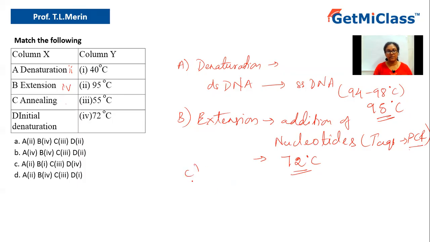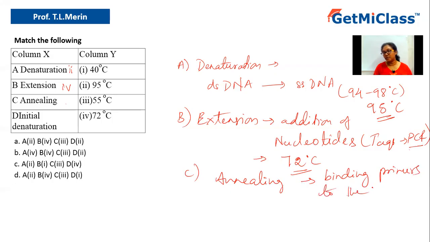Now the C, it says annealing. So what is annealing? Annealing is nothing but binding of the primers to the DNA strand, the single-stranded template. The DNA is acting as a template. And this happens when the temperature is a little lower than the extension temperature, that is around 55 degrees Celsius. So 55 degrees Celsius is the optimum temperature. Hence, annealing will be the third one.